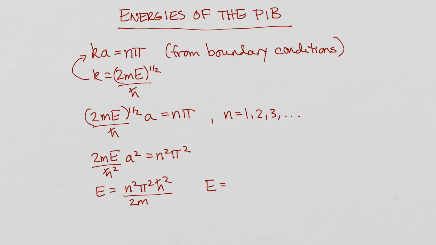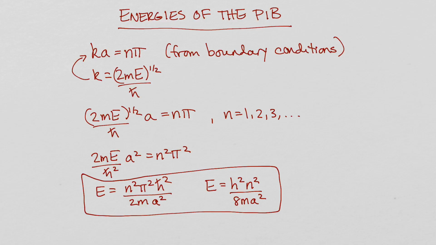So if you plug in your conversion for h bar to h, and you should pause the video and do this for yourself and see if you end up with the following result: E equals h squared n squared over 8 m a squared. Oh, I lost an a over here. That's what I was missing. Okay, now they should match up. So here are the energy levels for a particle in a box.